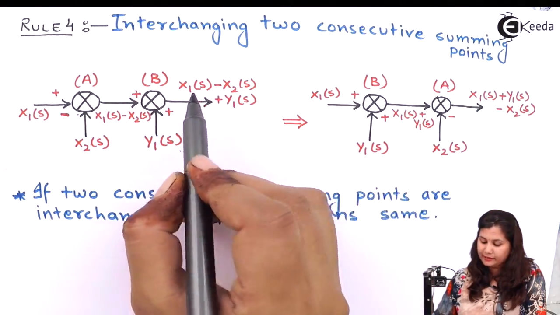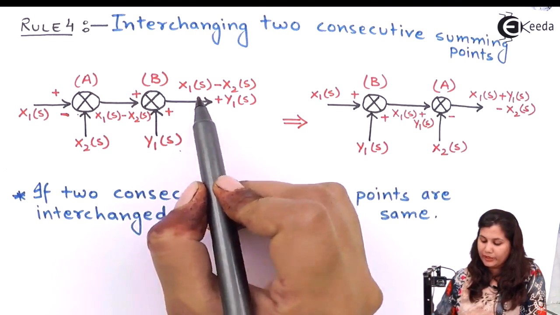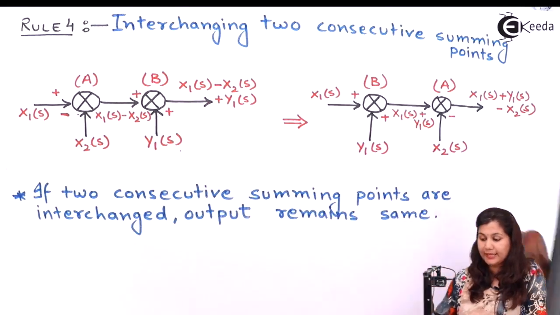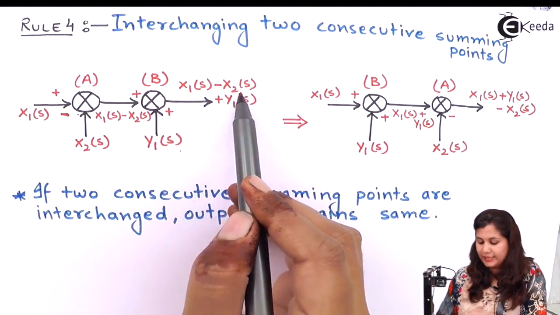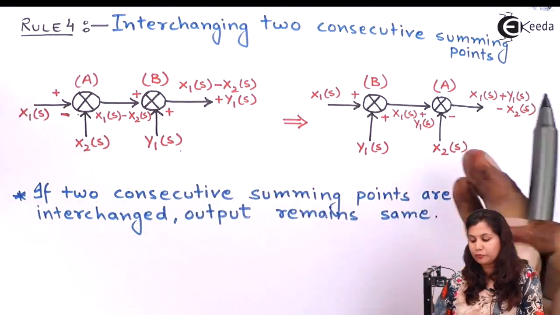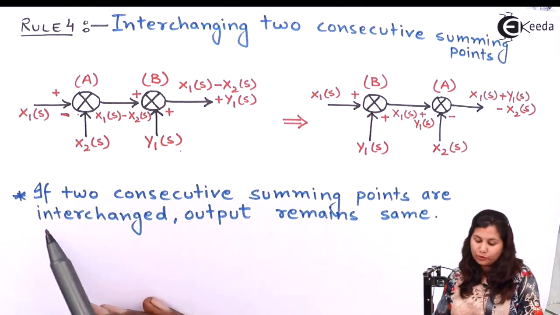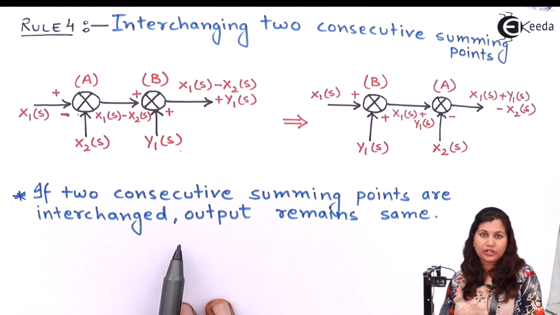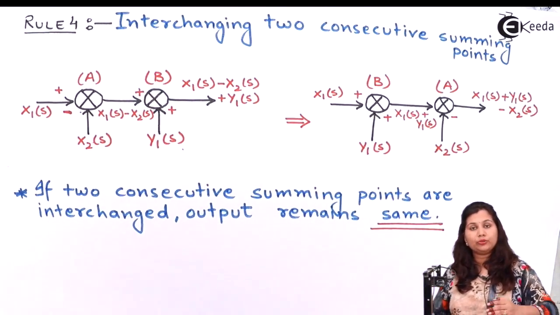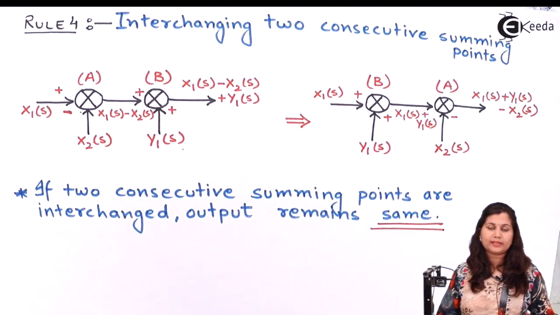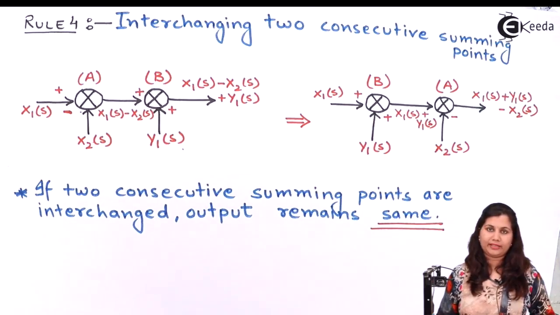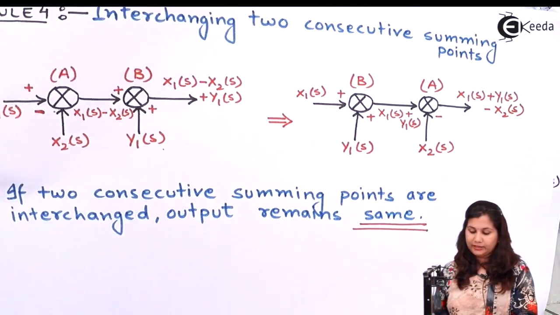So you can see that the output of the summing points in both these cases, when we interchange the two summing points, is the same. That is, X1(s) minus X2(s) plus Y1(s), and X1(s) plus Y1(s) minus X2(s). The output remains the same. So if two consecutive summing points are interchanged, their output remains the same. So whenever you encounter two summing points in a block diagram, you can interchange them and it will have no effect on the output. So let's study the next rule.